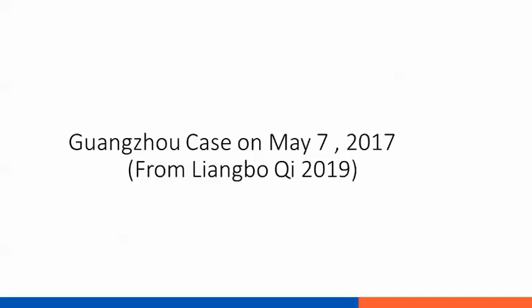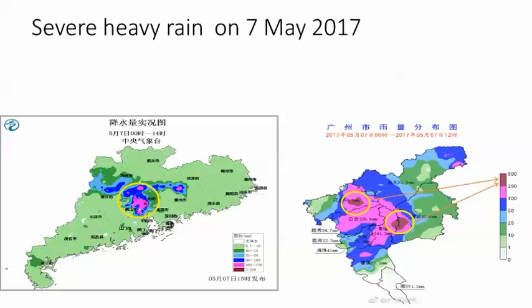This is the case in Guangzhou. A very extreme rainfall event occurred in the center of Guangdong province on May 7, 2017, in the Zengcheng and Huadu districts of Guangzhou, with maximum 1 hour precipitation exceeding 180 mm and 3 hour rainfall exceeding 330 mm, causing severe economic damage.